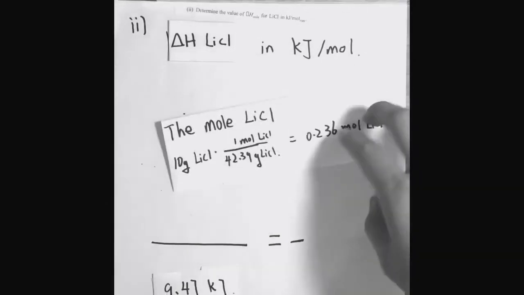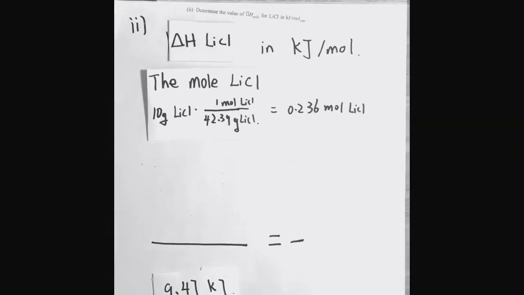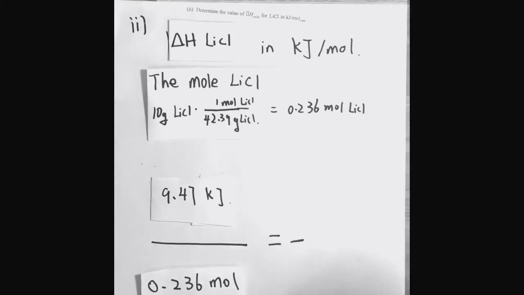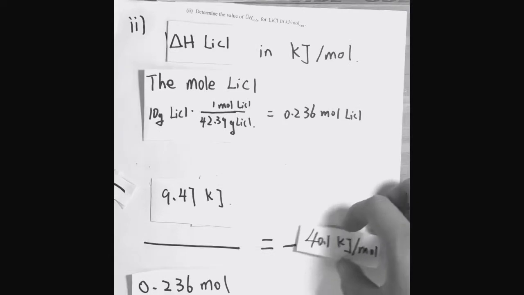So how do we calculate the moles? The moles of LiCl: you use the mass of LiCl, which is 10 grams, to divide it by the molar mass of it, which is 42.39 grams per mole, and then convert it to moles, which is 0.236 mole. After that, because the answer is in kilojoules per mole, you use kilojoules to divide it by moles. But wait, the reaction actually is exothermic, so the answer should be negative, right? So the final answer is negative 40.1 kilojoules per mole.